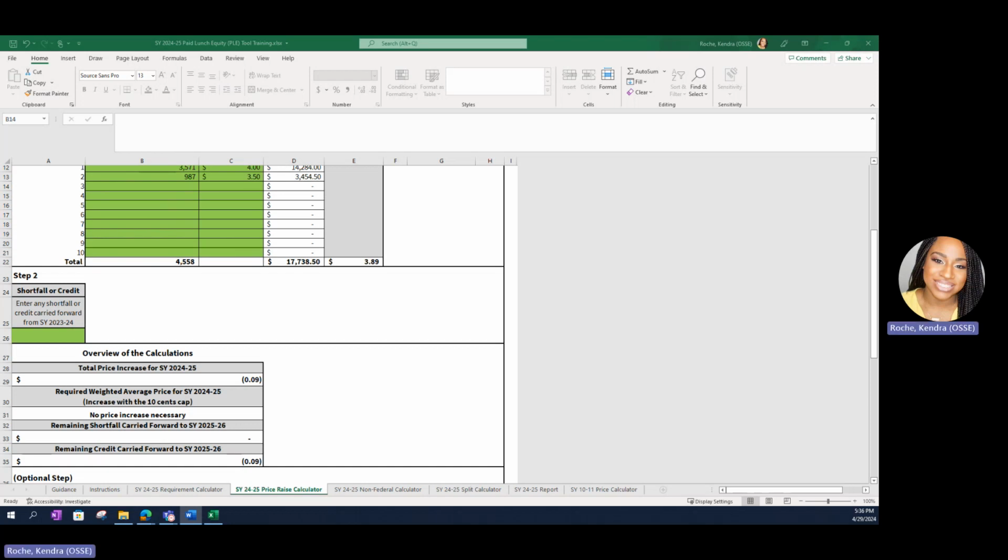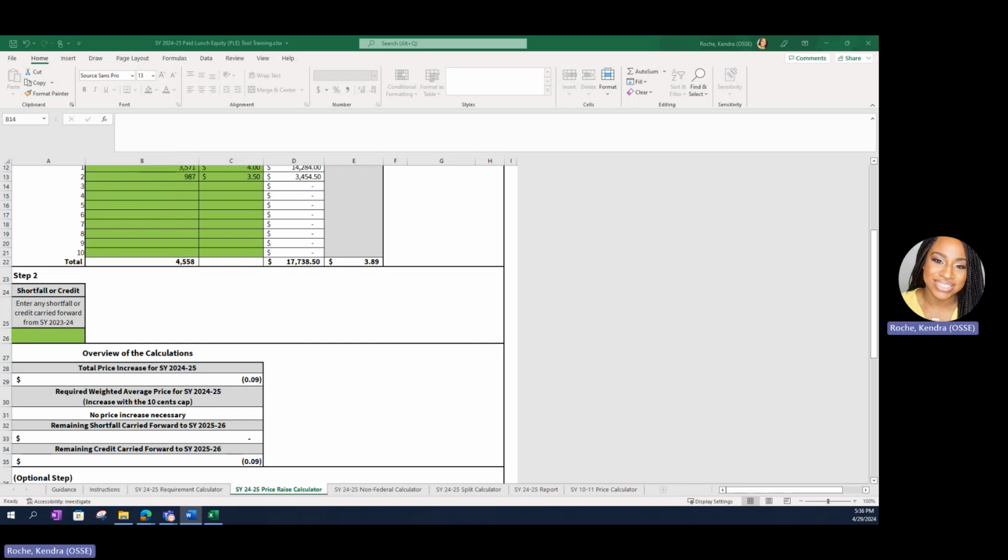In this example, the weighted average price is at or above equity. In step 2, the overview of calculations will automatically fill in. The first box shows the price increase for school year 2024-25 is negative 9 cents. The second box shows that no price increase is necessary. The third box is blank because there is no remaining shortfall to be carried forward to school year 2025-26, and the fourth box shows the negative 9 cents as the remaining credit to be carried forward to school year 2025-26.